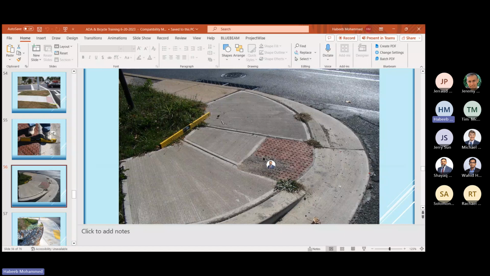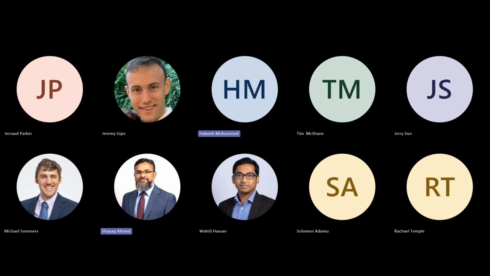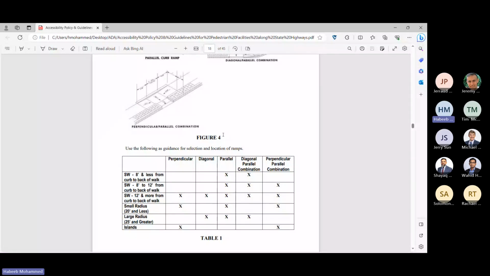Okay, so let me take over. You guys still see my screen? I have the chart which shows the criteria where you can use different kinds of ramps. You guys see that or no? No, I don't see it. We don't see it. Okay, let me reshare it again. Okay, how about now?